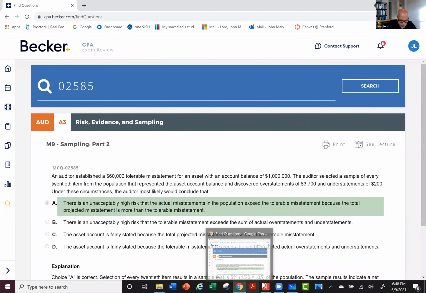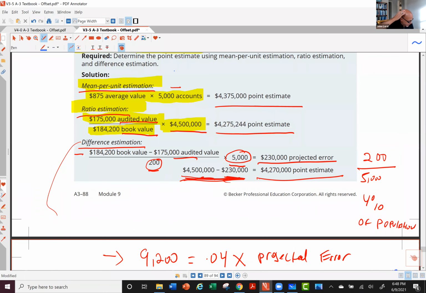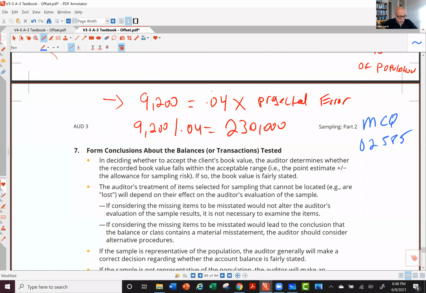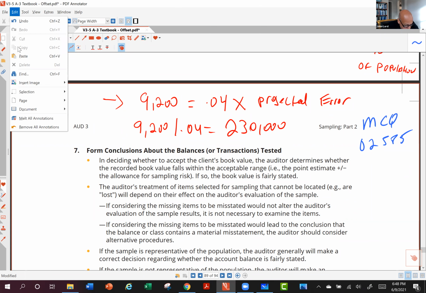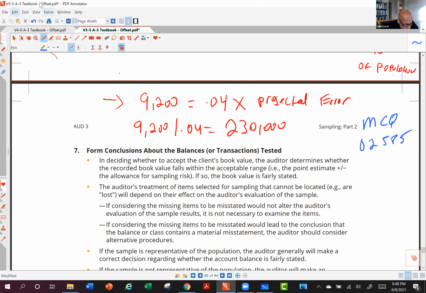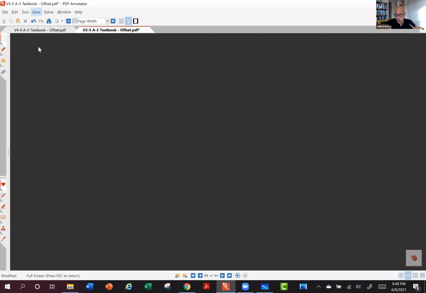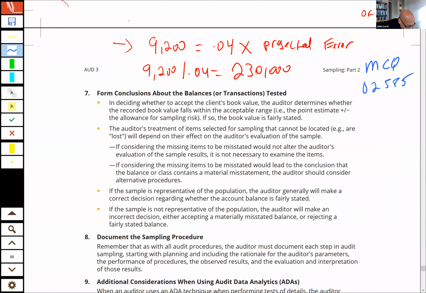Okay, good. Now we go back to the text, and I'm going to go back to those sample size things, but let's just finish up this discussion on what the auditor's conclusions would be. It really flows from that question that we just looked at. In that example, and by the way, they didn't call it out as difference estimation, but that's what it was. In using the methods, mean per unit, ratio estimation, difference estimation, in deciding whether to accept the client's book value, the auditor determines whether the recorded book value falls within an acceptable range, which is a point estimate.